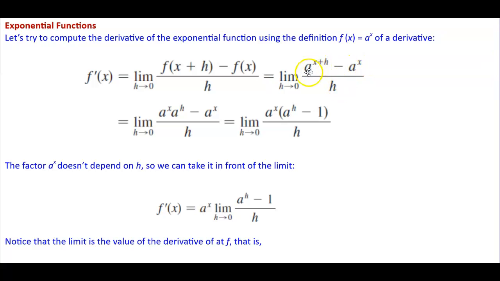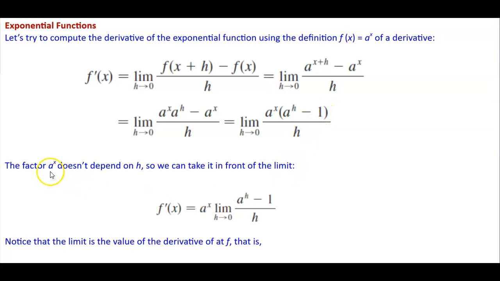So if we take a look at this first term, a to the x plus h, we can rewrite that as a to the x times a to the h. So the limit as h approaches 0 of a to the x times a to the h minus a to the x over h. And what that allows us to do is factor out the a to the x. So we have the limit as h approaches 0 of a to the x times a to the h minus 1 over h.